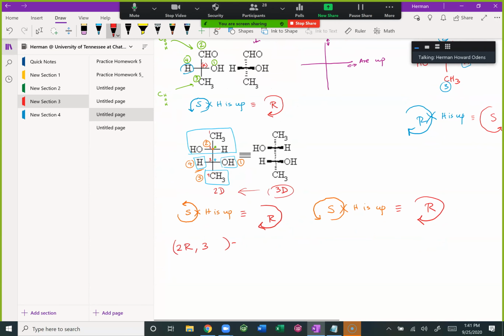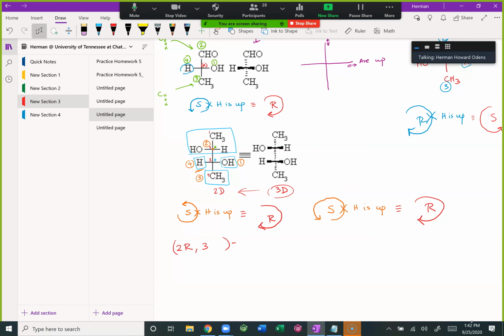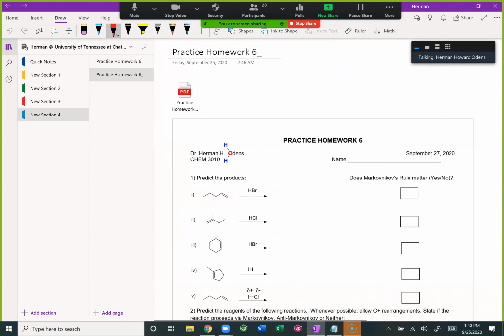So I want you to know this because this is going to be on the next milestone, which is in October. When is the next milestone? It's on Wednesday, October the 7th. So a week from next Wednesday will be our next milestone. So carbon 3 here will be 3R. All right? All right, I'm going to stop there, unless there's a question. Quick question. You good? All right, let's go to the next section.